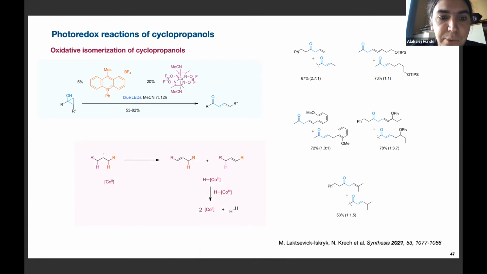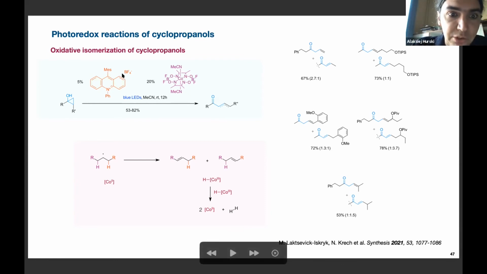Okay, this is how we developed two redox methods for cyclopropanol transformations. We developed an approach for the isomerization of cyclopropanols to linear ketones and for oxidative ring opening of cyclopropanols to enones, oxidative ring opening without an oxidant. There is no oxidant; hydrogen forms in this reaction.